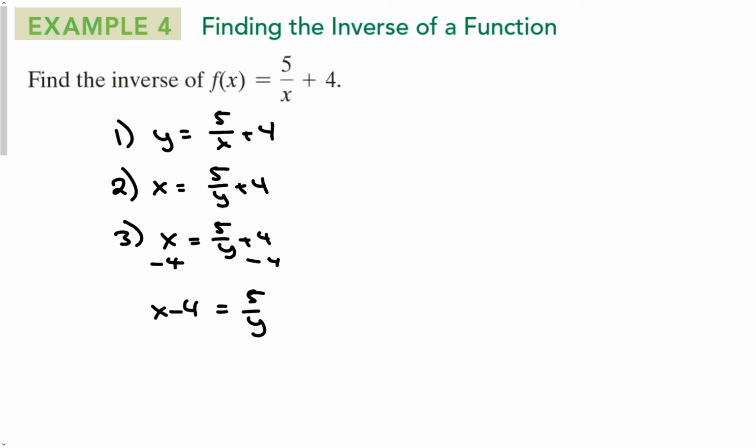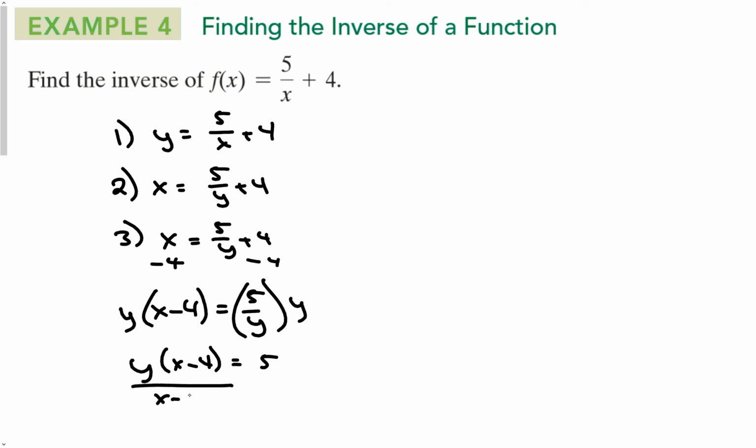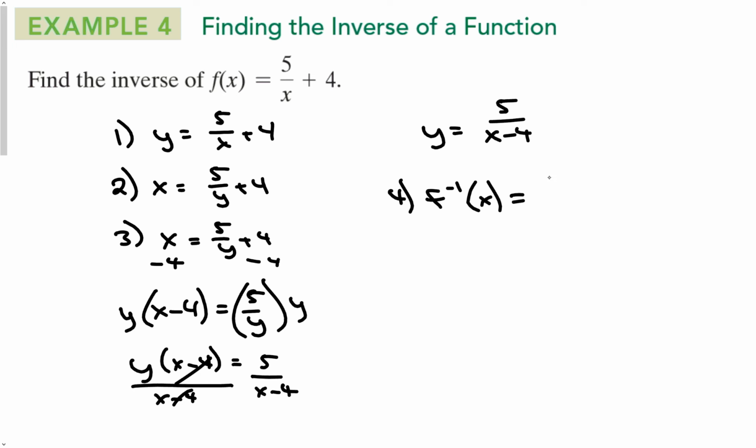And now from here, I want to get y by itself, but the most efficient way to do that is to get it into the numerator. So I'm going to multiply both sides of this equation by y. And when I do that, I get y times x minus 4 is equal to 5. Now I could distribute, but there's an easier way. And that's now I have multiplication. Just divide the x minus 4 out. Those cancel, and my new function is y is equal to 5 over x minus 4. And step 4, this is a function. So these two functions are inverses of each other.